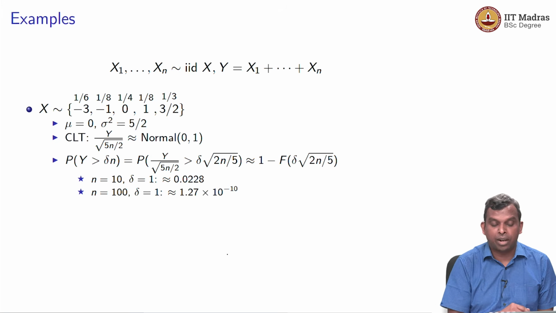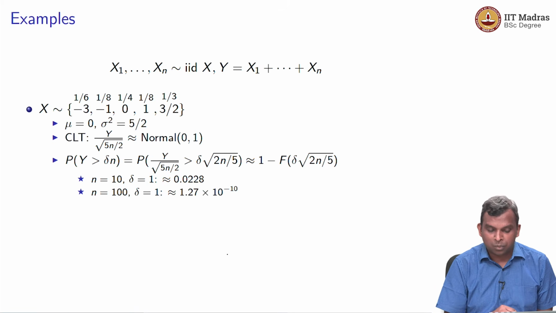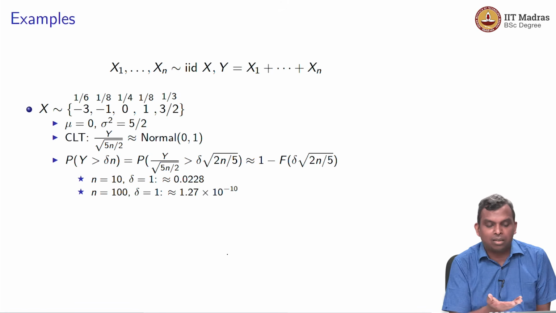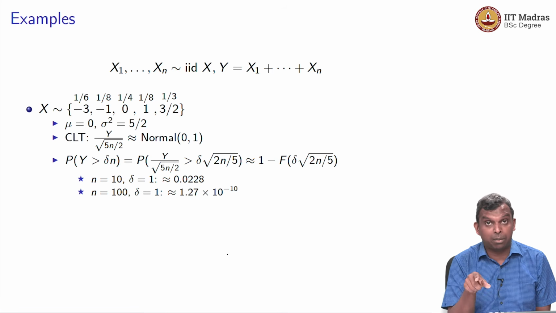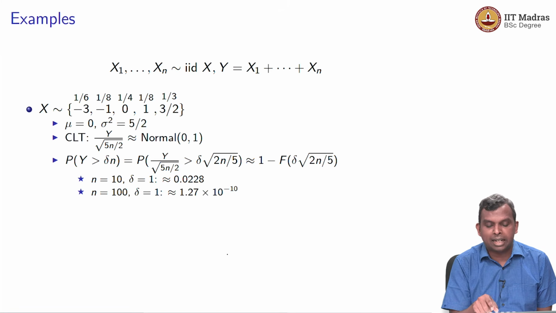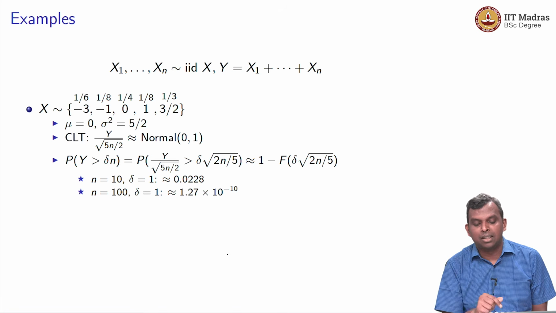Now if I want to find probability that Y is greater than delta n, some calculation delta n, I've just done that. I don't know why I've done delta n, but Y greater than delta n seems like a reasonable thing to calculate for this distribution. So it's the same as probability of Y by root 5n by 2 greater than, I have to divide both sides by root 5n by 2, right? So if I do that, I get delta times root 2n by 5, and that's approximately now 1 minus F of delta root 2n by 5.